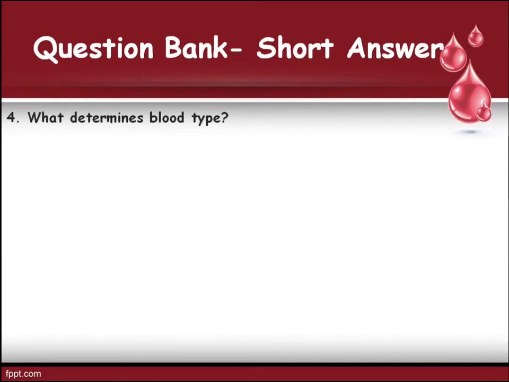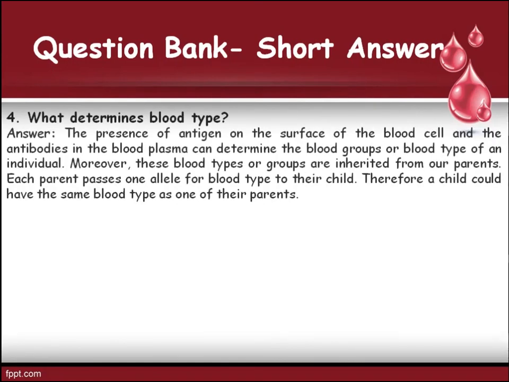Next question, what determines the blood group type? Answer is, the presence of antigen on the surface of the blood cell and the antibodies in the blood plasma can determine the blood group or type of an individual. Moreover, these blood group types are inherited from our parents. Each parent passes one allele for blood type to their child. Therefore, a child could have the same blood type as one of their parents.